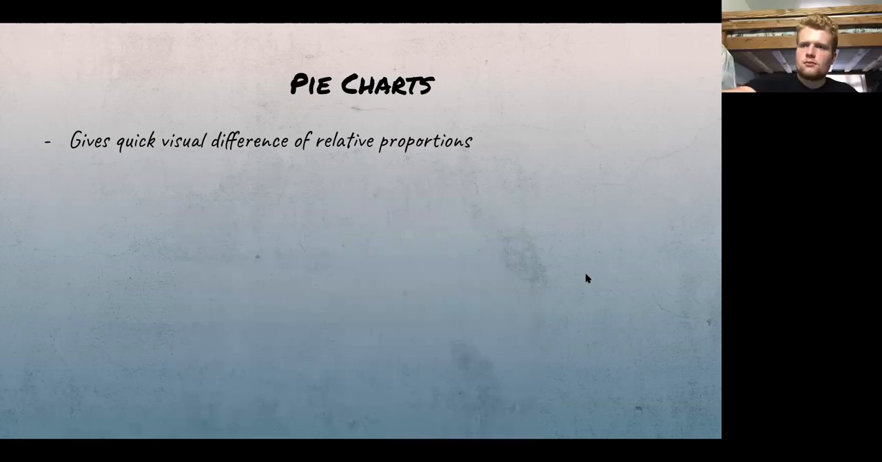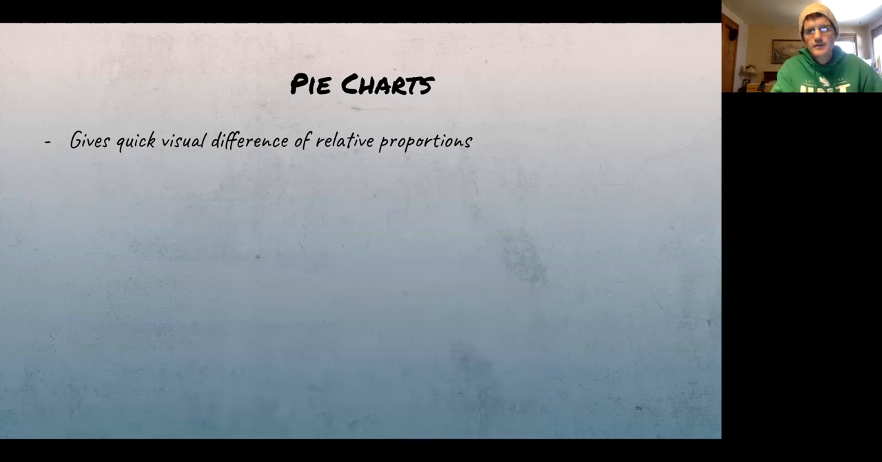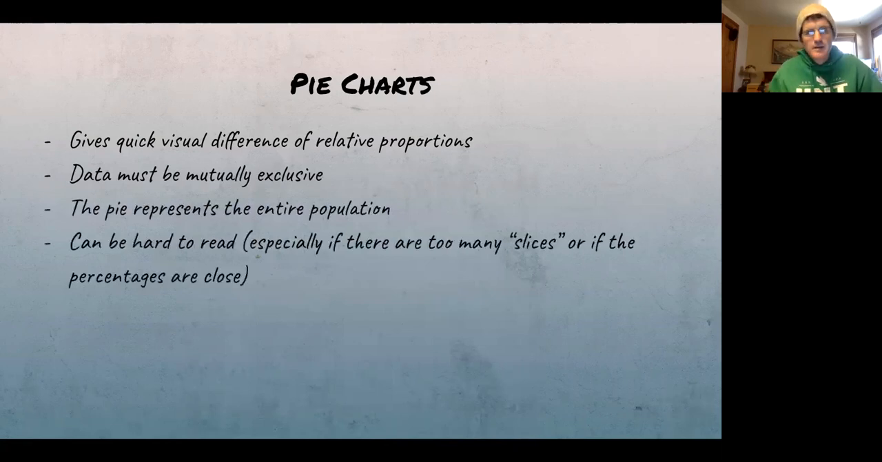Pie charts. Pie charts suck. Okay. They do give a quick visual difference of relative proportions. The data here must be mutually exclusive. Okay, because the pie represents 100% of the population. So you can't have people fall into two categories, because if 75% of people like the Arizona Cardinals and 75% of people like the Arizona Diamondbacks, and you're trying to put that into a pie chart, you're going to have over 100% added up. So you have to be mutually exclusive. Maybe what's your favorite team? And maybe it could be split 50-50 at that point. Okay, so hopefully that made sense how to explain that.